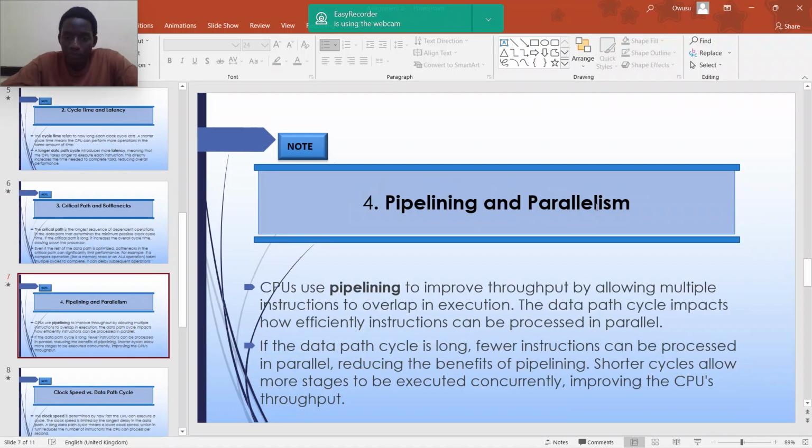Four. Pipelining and parallelism. CPUs use pipelining to improve throughput by allowing multiple instructions to overlap in execution. The data path cycle impacts how efficiently instructions can be processed in parallel. If the data path cycle is long, fewer instructions can be processed in parallel, reducing the benefits of pipelining.